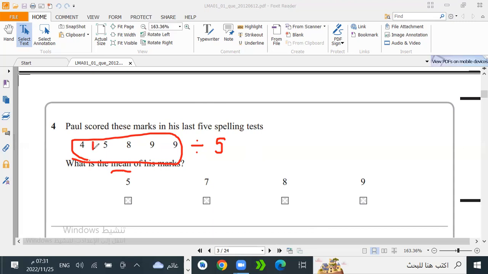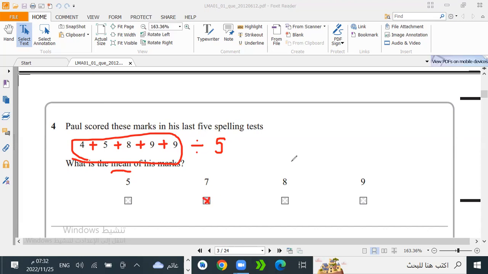Can you add them? 35. I added them all and got 35. And then you divide them by 5. 7. So the answer is 7. 35 divided by 5 equals 7. Good job. Easy.